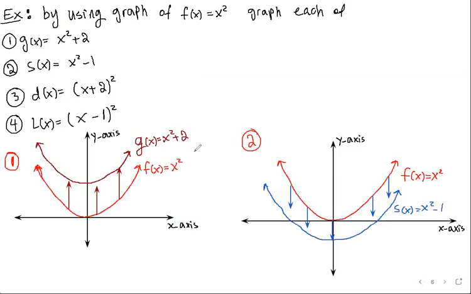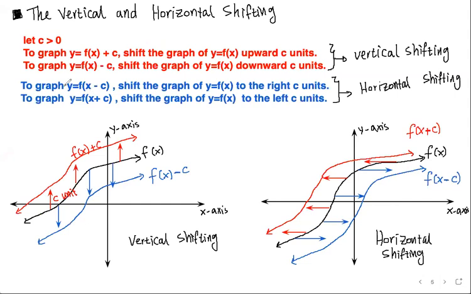For number 4, how did we shift this one? Vertically, horizontally, and how many units? It goes horizontally to the right 1 unit. 1 unit, perfect. So again, the same idea like here. To graph this function, we shift the original function to the right c units.